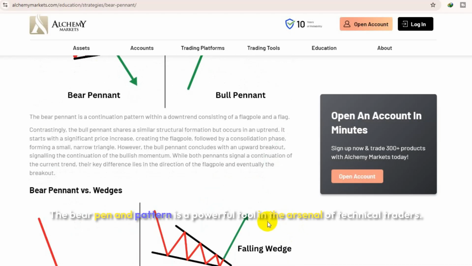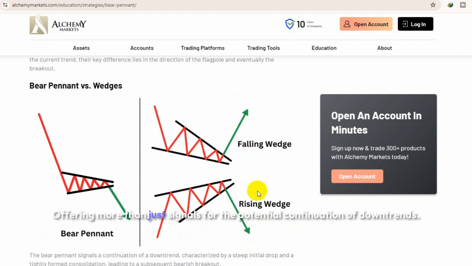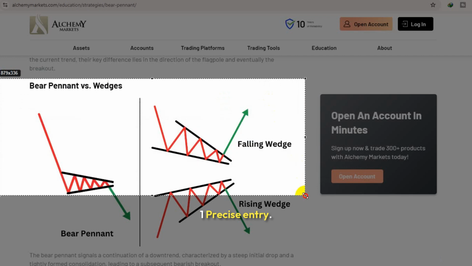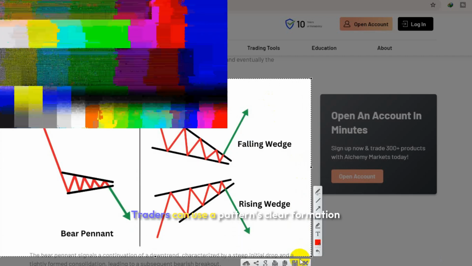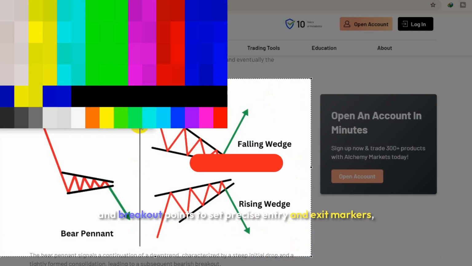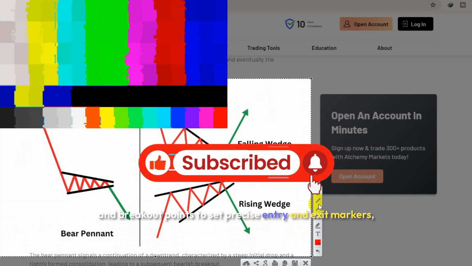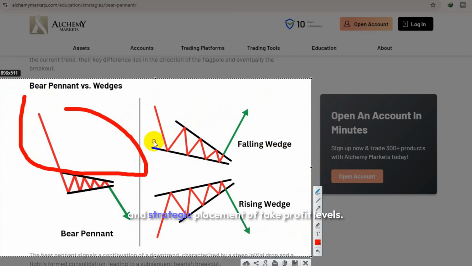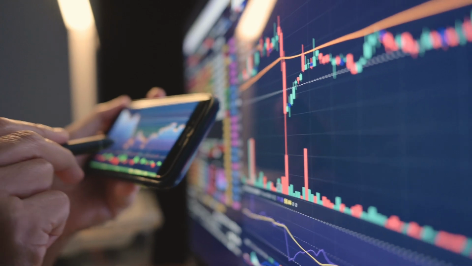The bear pennant pattern is a powerful tool in the arsenal of technical traders, offering more than just signals for the potential continuation of downtrends. 1. Precise entry. Traders can use a pattern's clear formation and breakout points to set precise entry and exit markers, allowing for better control over stop-loss orders and strategic placement of take-profit levels.